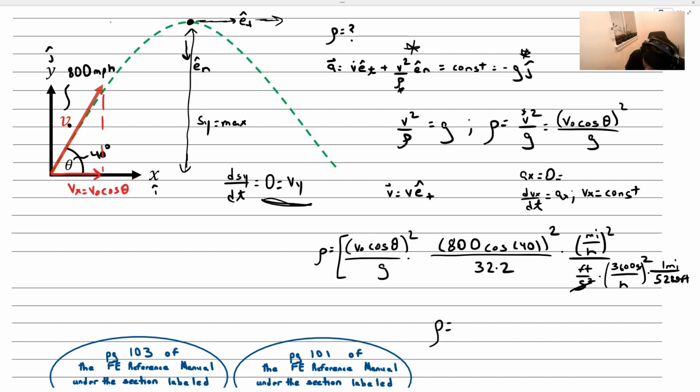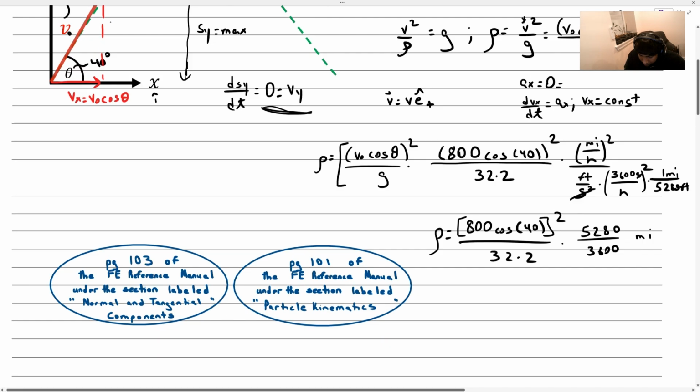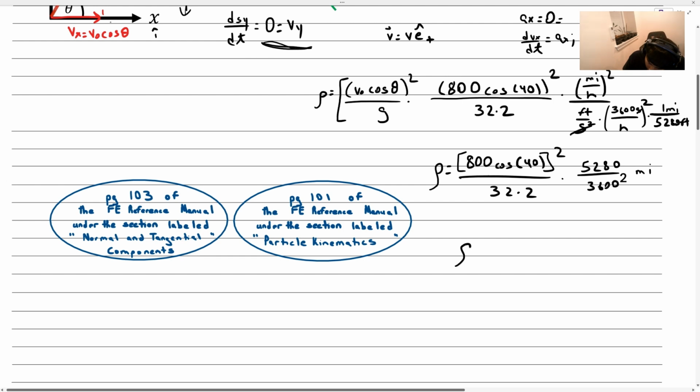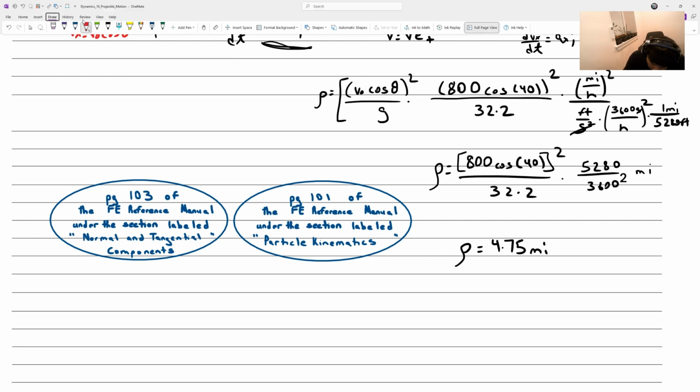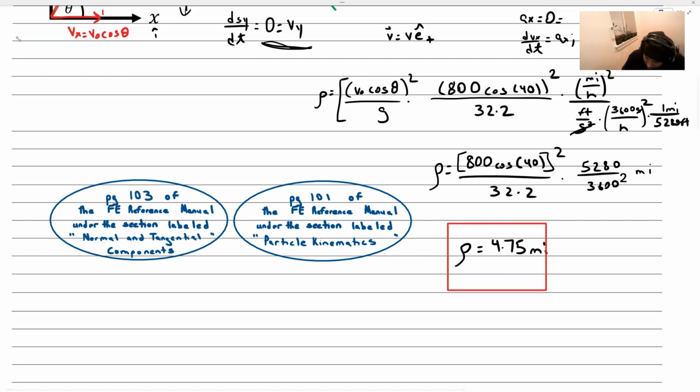The radius of curvature is equal to 800 cosine of 40 degrees. We're going to take that and square it, divided by 32.2. We're going to multiply this by 5280 over 3600. And the final unit is going to be miles. What we get from this calculation is rho is equal to 4.75 miles. Let's go ahead and check this answer.